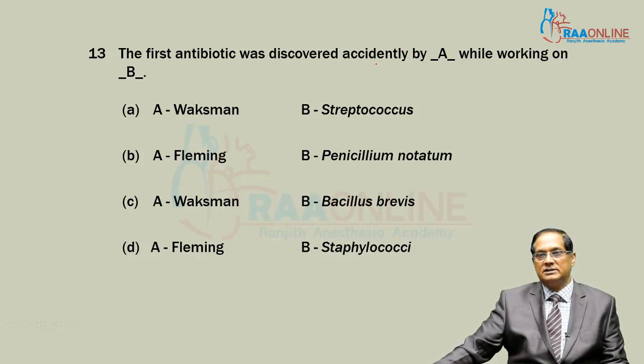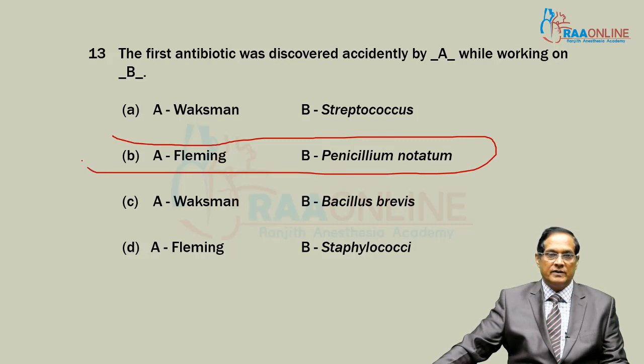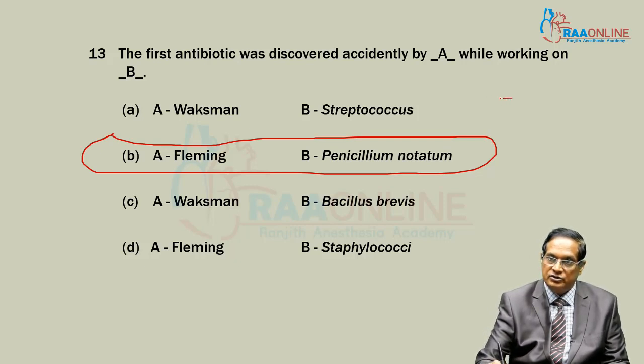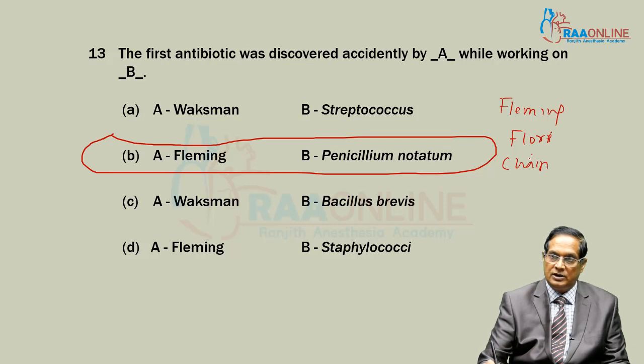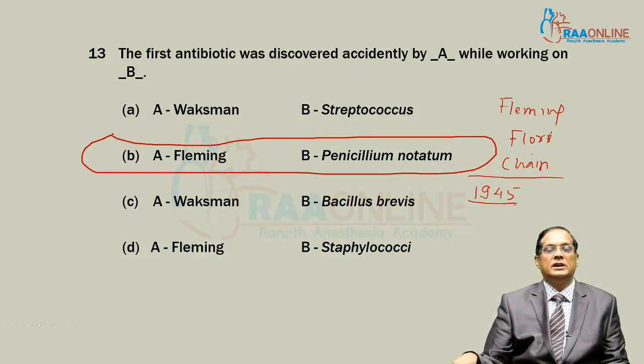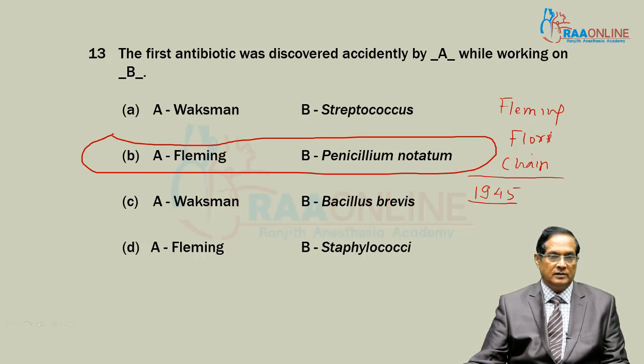First antibiotic discovered accidentally by, answer is Fleming, and B is, that is working on Penicillium notatum. This is the correct one. Antibiotic discoverer Fleming, and Fleming, Florey, Chain, three fellows, second is Florey, third is Chain. They got Nobel Award in 1945 for the discovery and development of antibiotic penicillin. So question number 13, its answer is B.